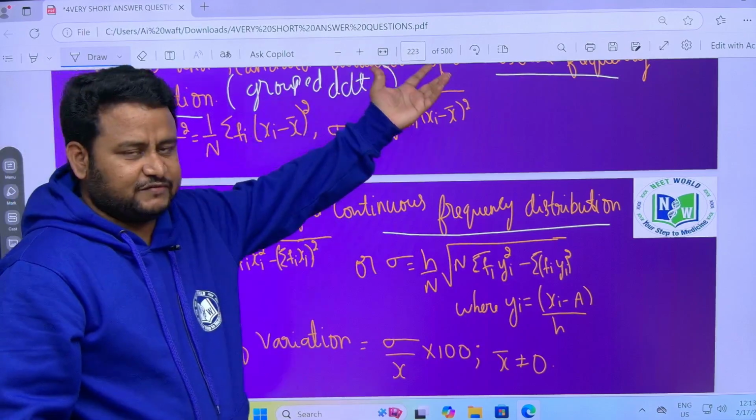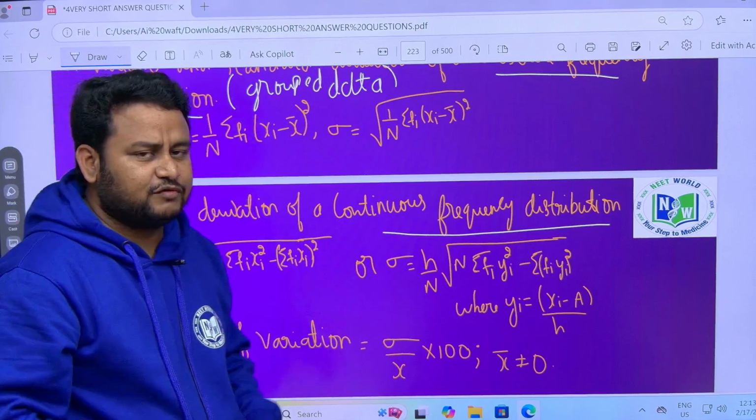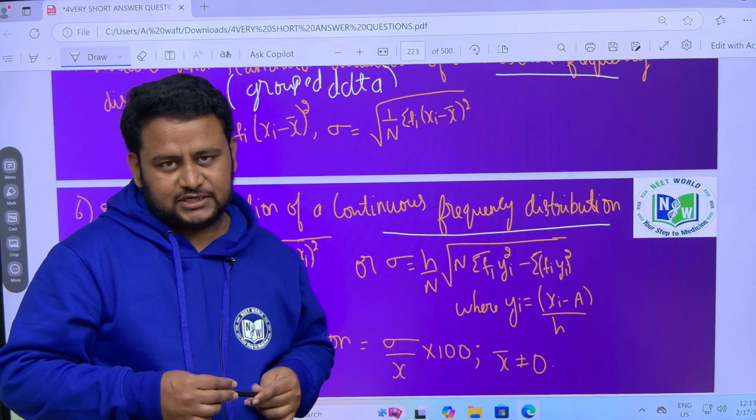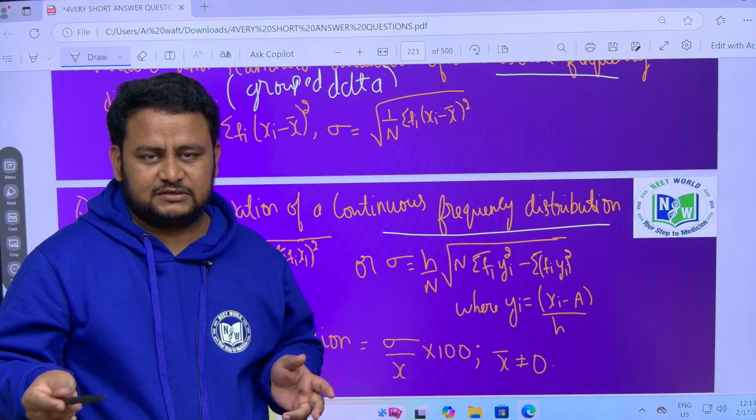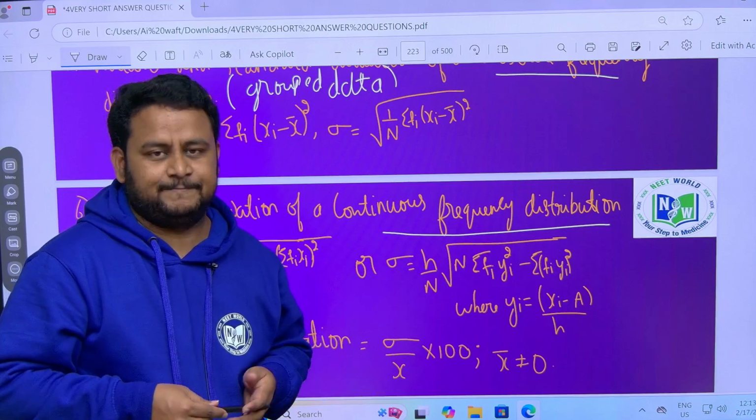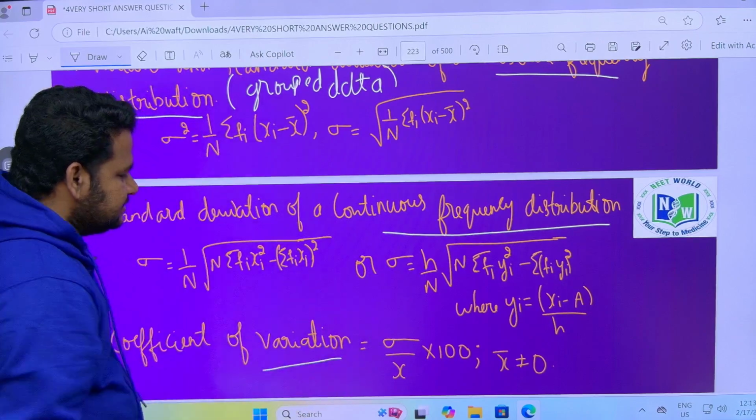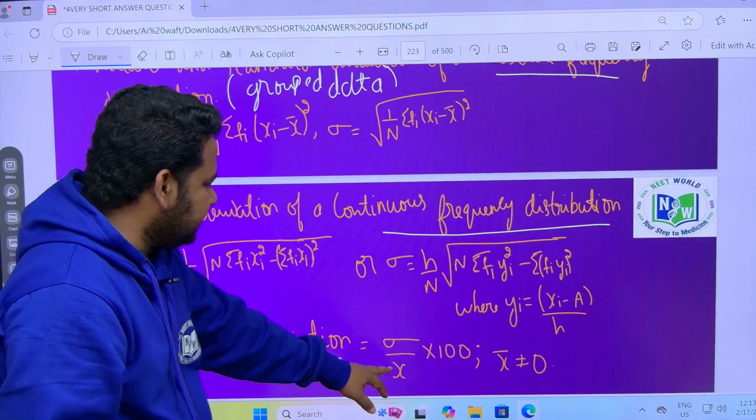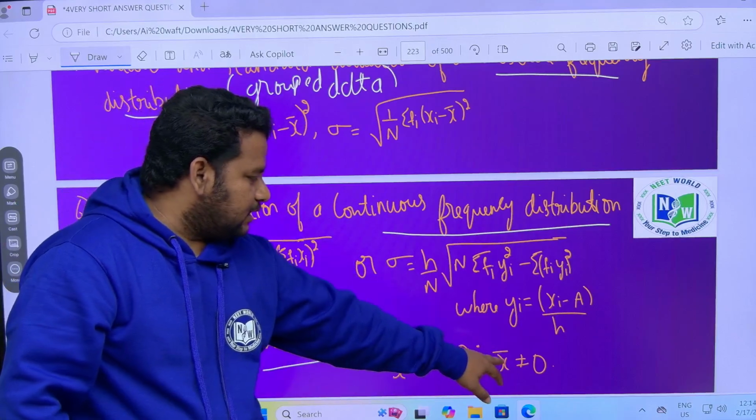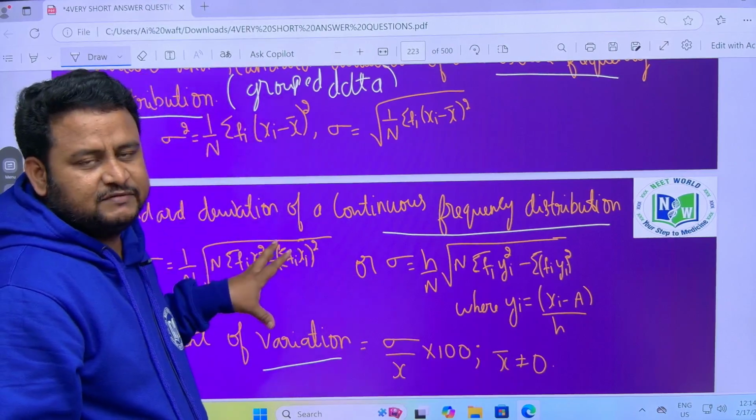That is for discrete frequency. This is for continuous frequency. When it is continuous frequency, you have to find the midpoint of the class interval. Suppose 40 to 50 is given, then the midpoint of the class interval is 45, just like that. Got it? Now coefficient of variation is given by sigma by x, that is standard deviation by x into 100, where arithmetic mean is not equal to 0. So these are all the important results which you have to know.